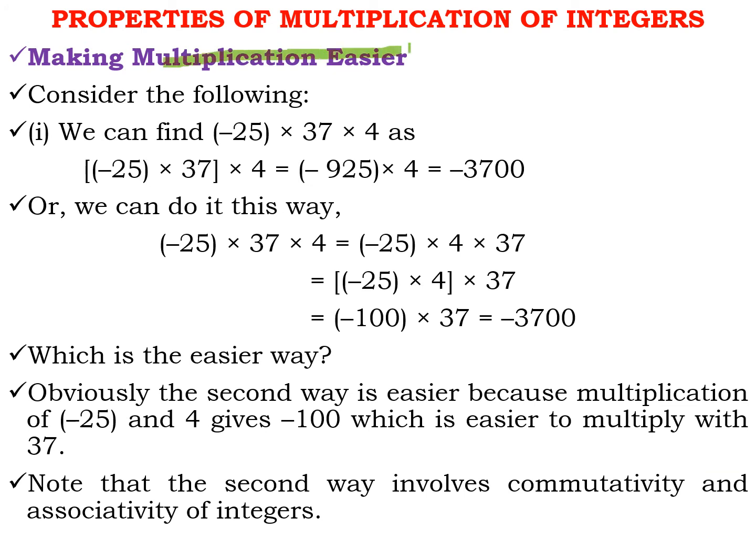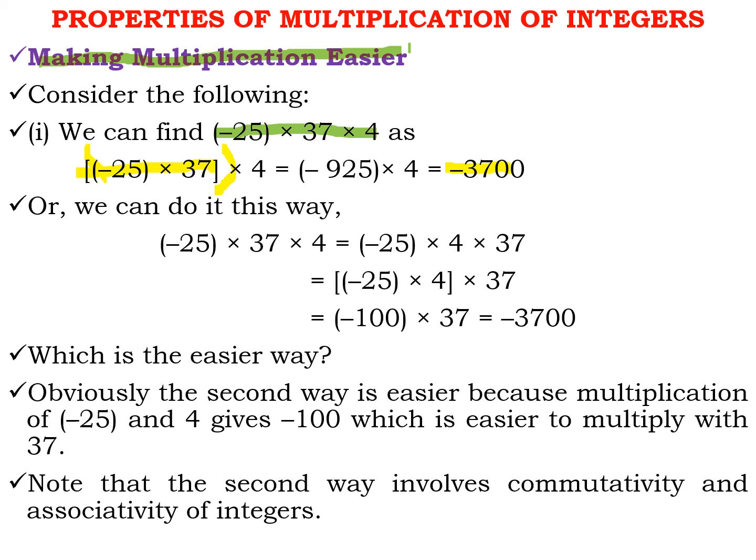Making multiplication easier. Consider the following example. We can find -25 × 37 × 4 as (-25 × 37) × 4. That is equal to -925 × 4. That is equal to -3700.